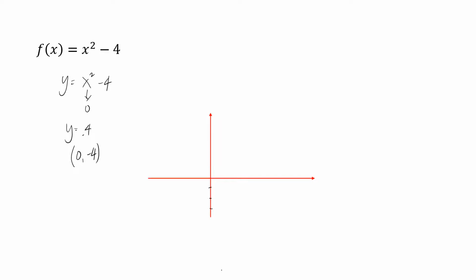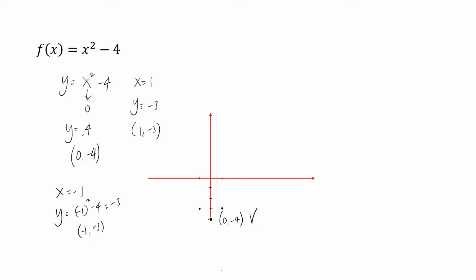So the point is along the y-axis, (0, -4). And that is actually the vertex of the parabola. Next, when x is 1, y = 1² - 4, or -3. So you have the point (1, -3). When x is -1, your y is (-1)² - 4, and that is also equal to -3. So the other point is x = -1 and y = -3.